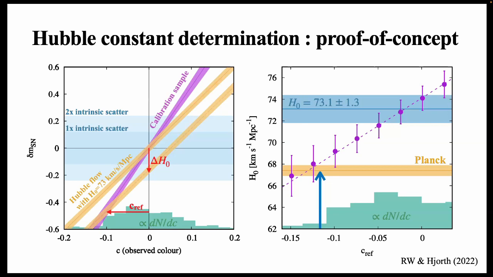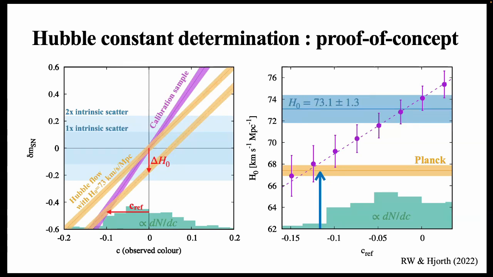If we go to a negative value, so if I choose a reference color which represents basically blue supernovae, minus 0.12, you can clearly see that we can go down to the Planck value of the Hubble constant. This is just a proof of concept.